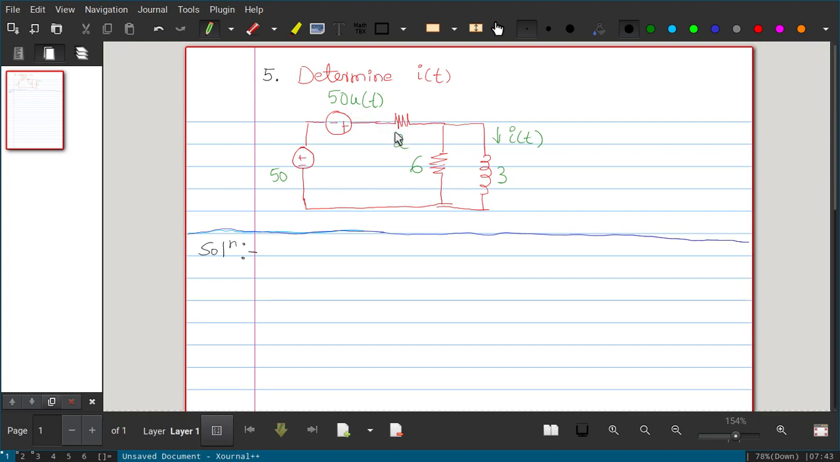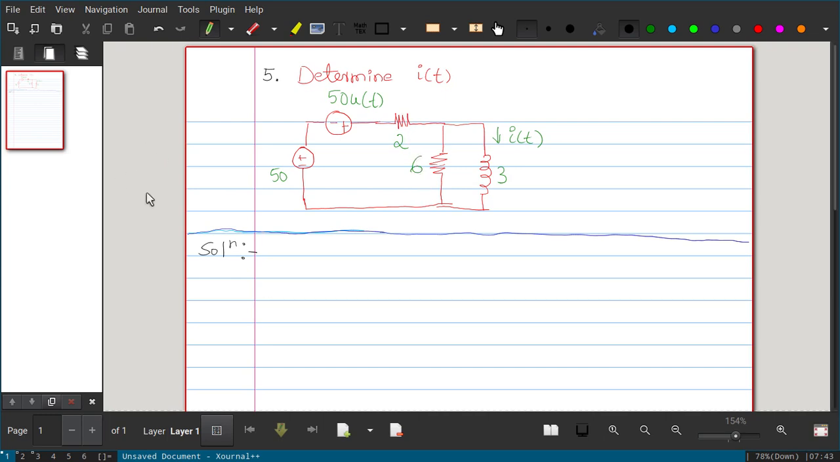And you have two resistors, 2 ohm and 6 ohm, and you have one inductor, 3 henry. And the current passing through this inductor is i(t), and you are asked to determine the value of i(t). It's an example of a driven RL circuit.